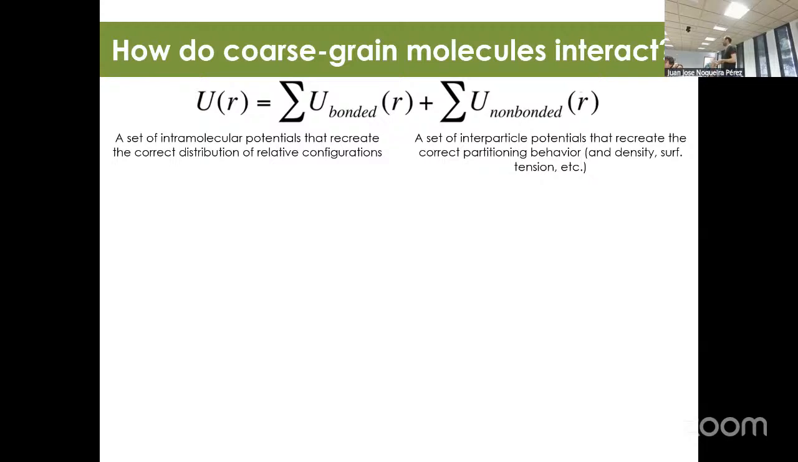So maybe some of you have heard about partition coefficients between octanol and water. Some of you have heard about it. Yeah, some say yes, some say no. This is essentially the case.